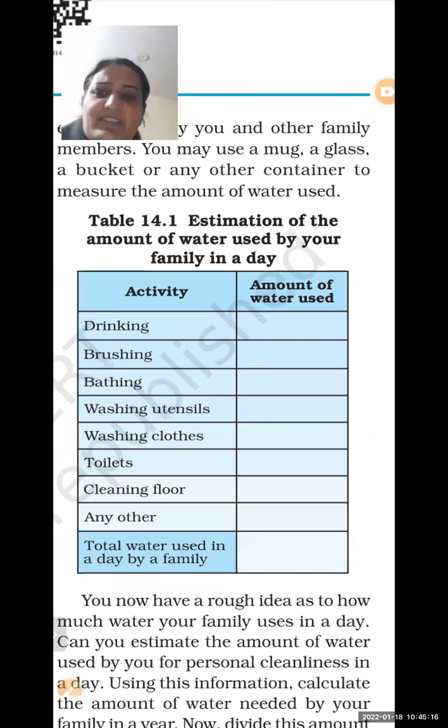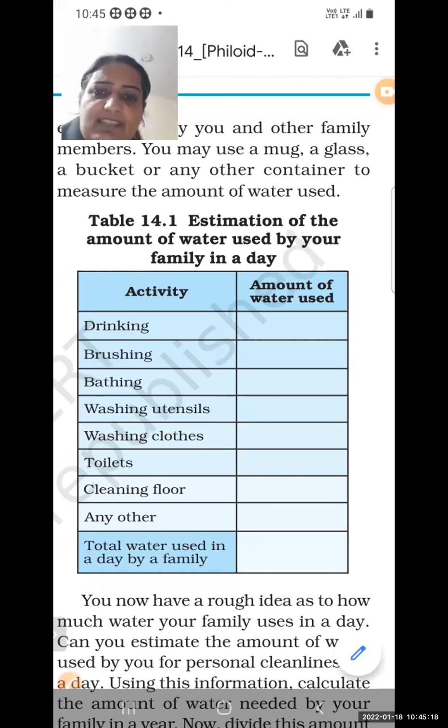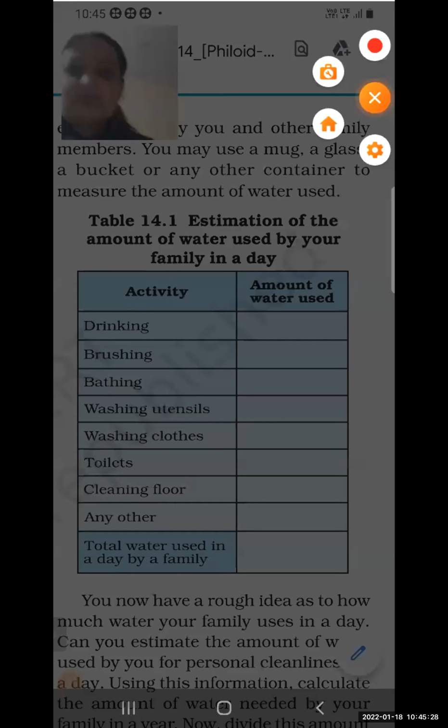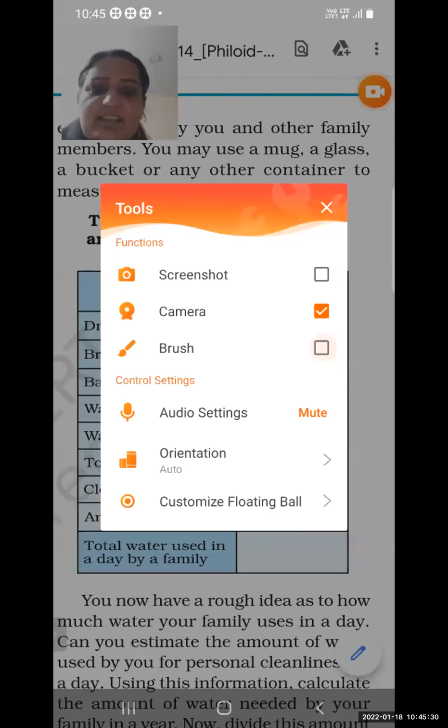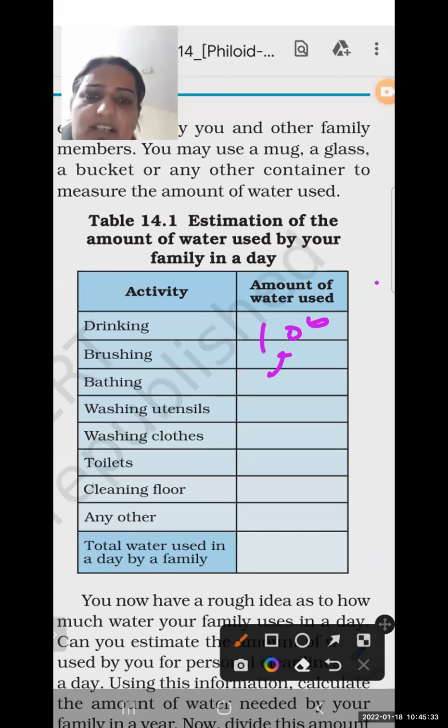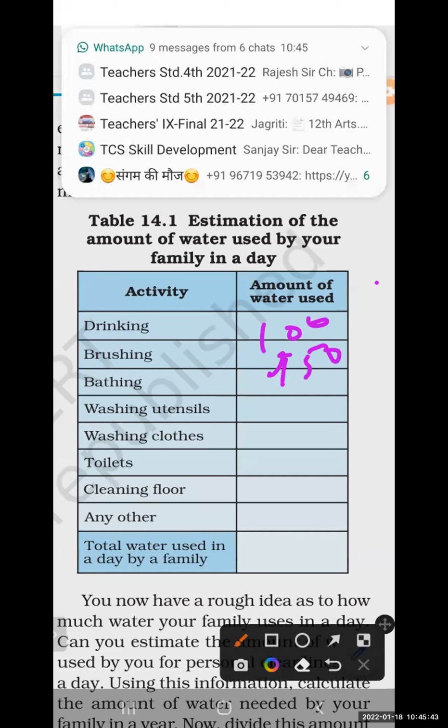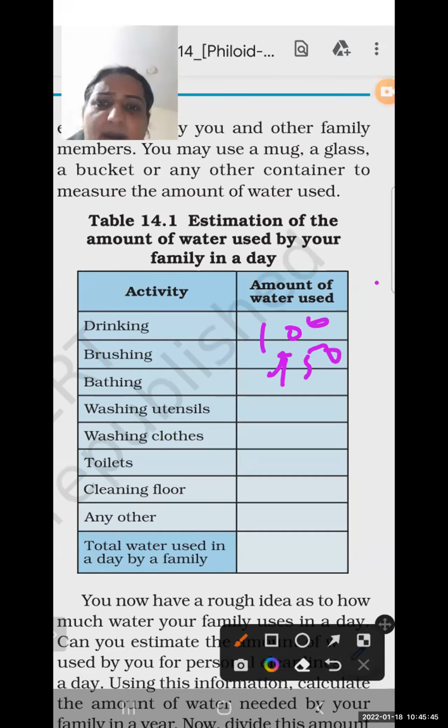Suppose in drinking we use 100 liters. Suppose in bathing we use 200 liters. Suppose in brushing 150. So you can add these amounts of water used in a day. You have to find out how much water is used by us per day.